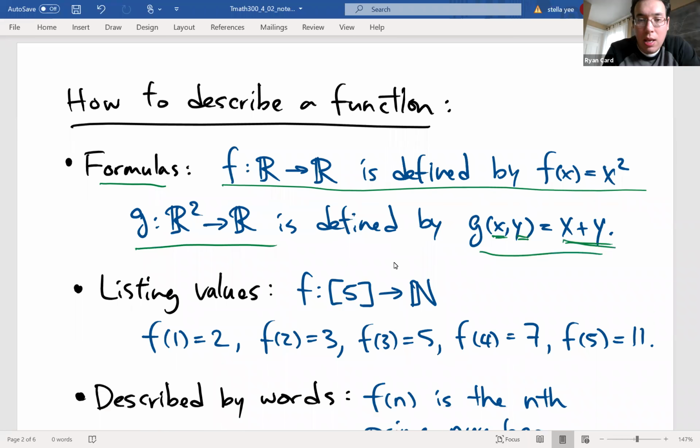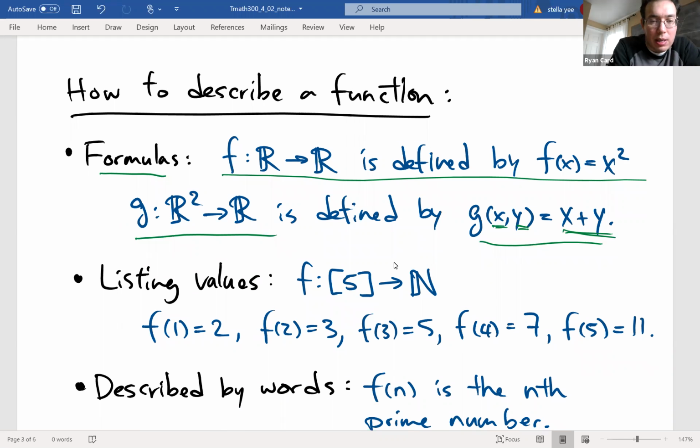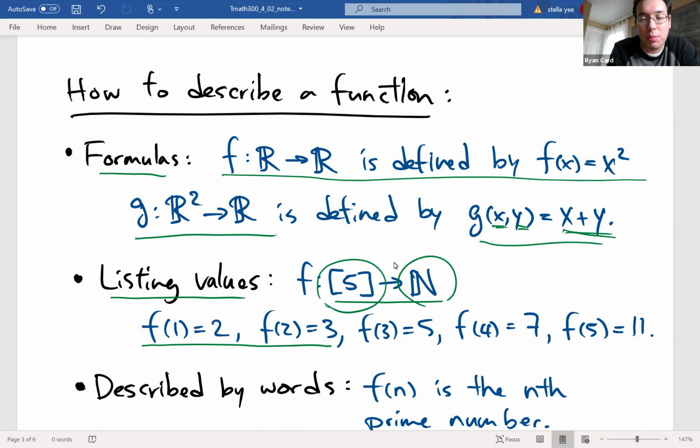Okay. Another way to work with a function is by having a table of values, or listing all possible values. This is only reasonable to do if there are really finitely many inputs that you could have. So if you have a function from the set 1 through 5 to the natural numbers, maybe I could just list out all possible outputs by listing all possibilities. So f of 1 is 2 and so on. It's a little bit less elegant, but you could describe a function this way.